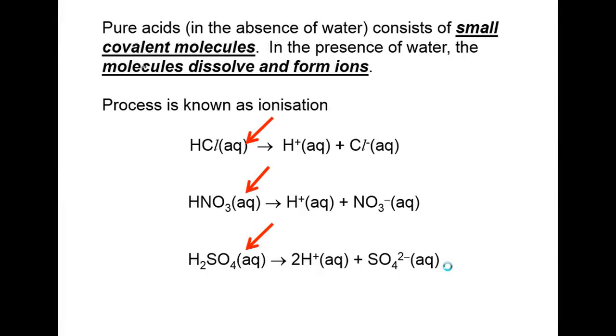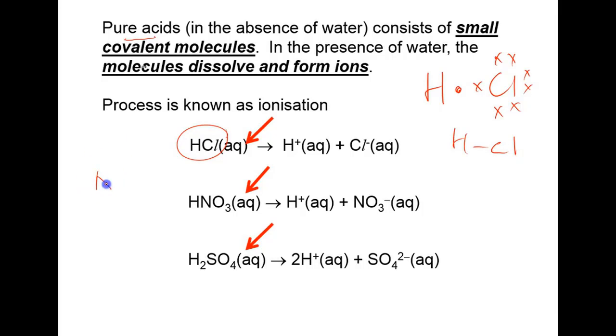So why do I keep harping on the point that there's no H+? If there's no water, there wouldn't be any H+ for any reaction to take place. This is because acids, in the absence of water, are actually small covalent molecules. So let's recall how we draw HCl. If I were to draw the dot and cross diagram for HCl, it will look something like this. HCl, single bond.